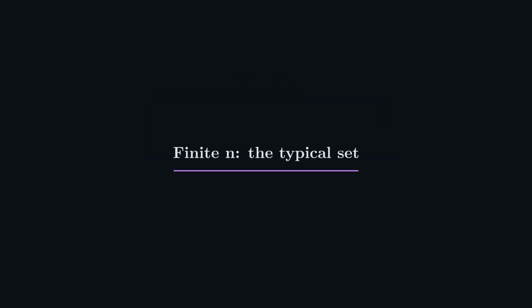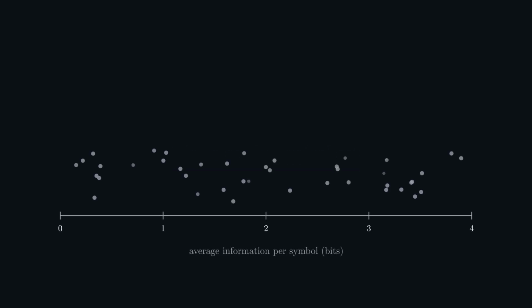Practically, our sequences will not be infinitely long, and we will choose a finite n. At these finite sequence lengths, the average information will differ wildly across sequences. For example, high probability sequences will have minimal information, while low probability sequences will have more. However, to compress as effectively as possible, we'd like to examine sequences that have information around the entropy.